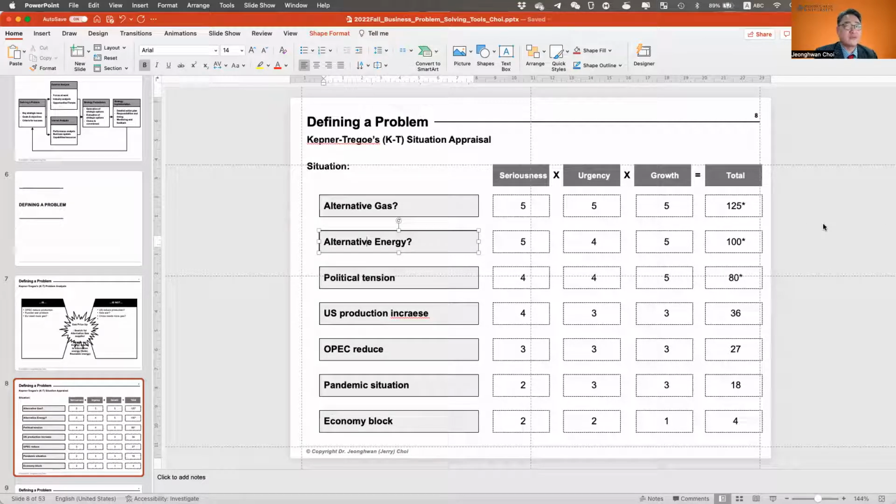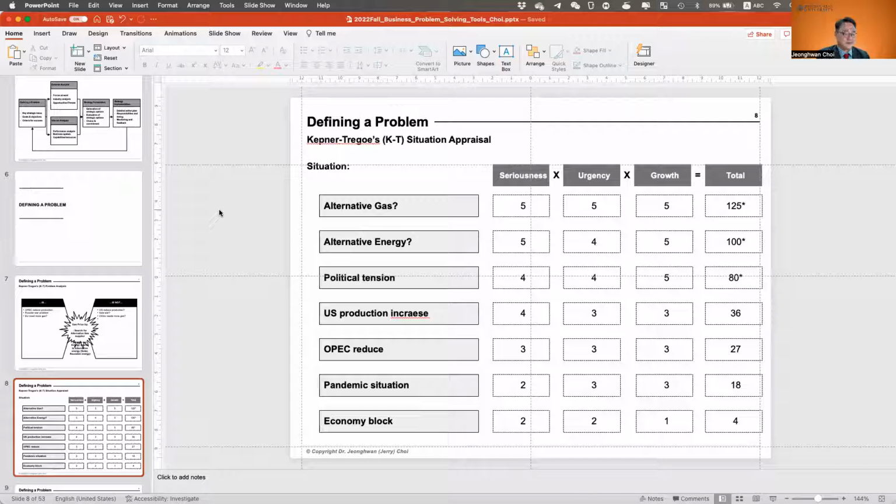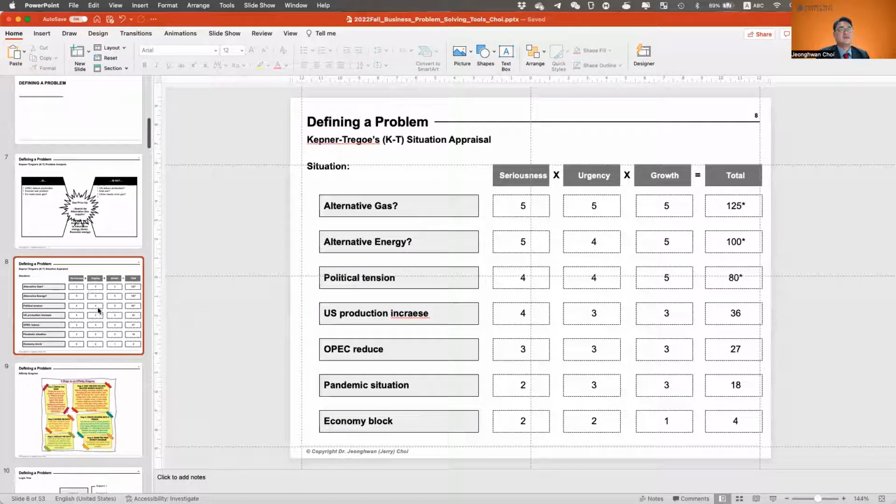This is the Pareto rule, the 80-20 rule. Using whether it is serious, urgent, and growing, incremental or not incremental, according to our judgment, you can define those things yourself. But personally, I recommend using this tool to make group decisions with your colleagues, friends and team members. We can talk. So this is a situation appraisal.